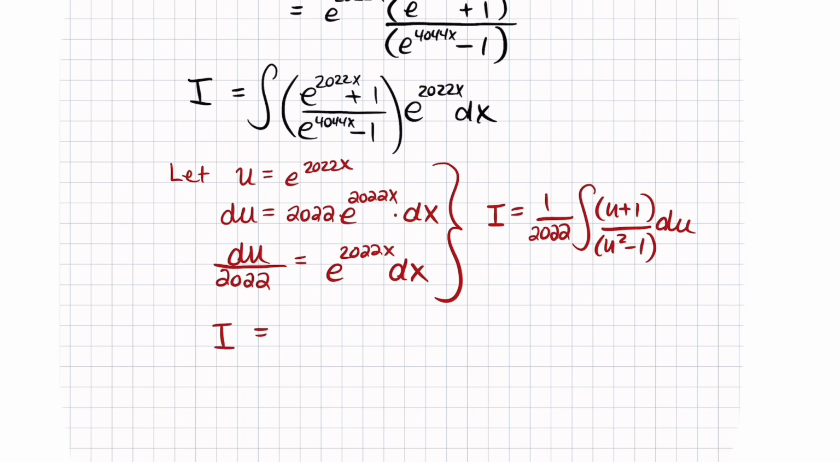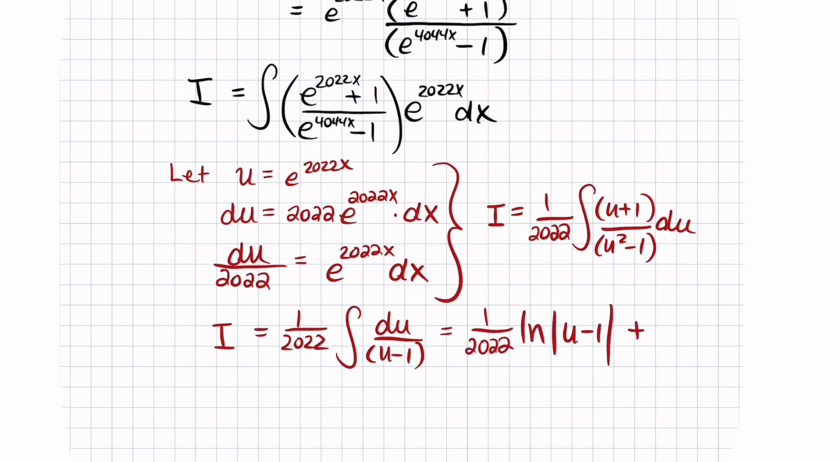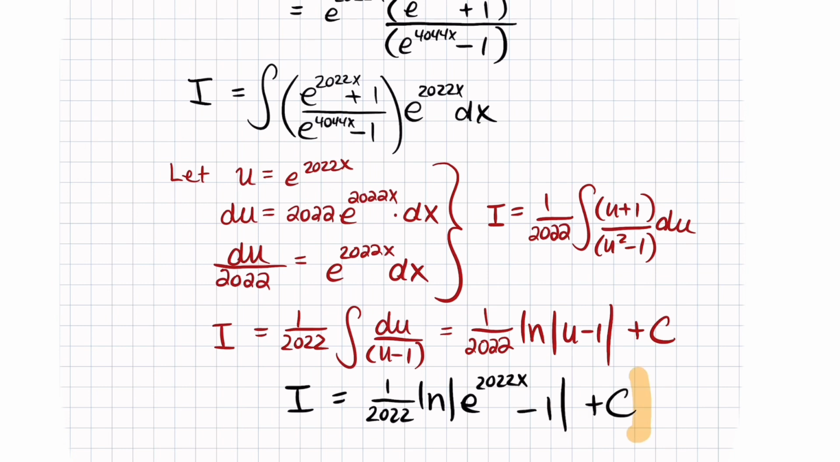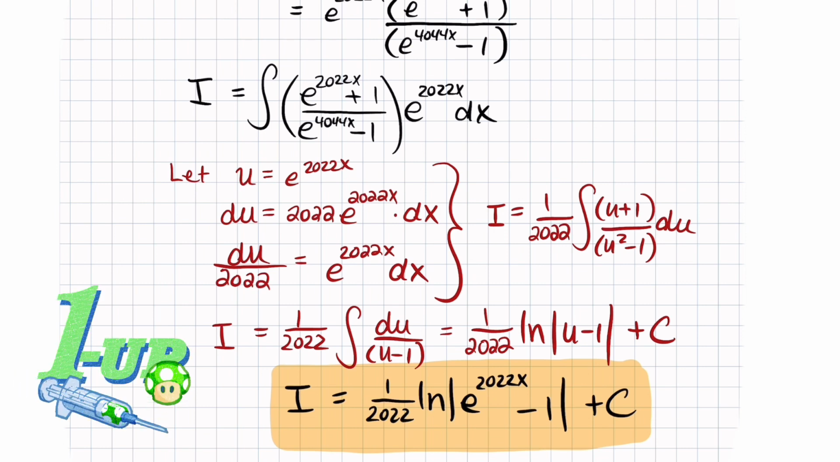And we can also do a little division here and write the integral as 1 over 2022 times the integral of du over u minus 1, which is the integral of the natural log, that's going to equal the natural log of u minus 1 plus c. So I is equal to 1 over 2022 times the natural log of the absolute value of e to the 2022x minus 1 plus c. Question number 1 done.